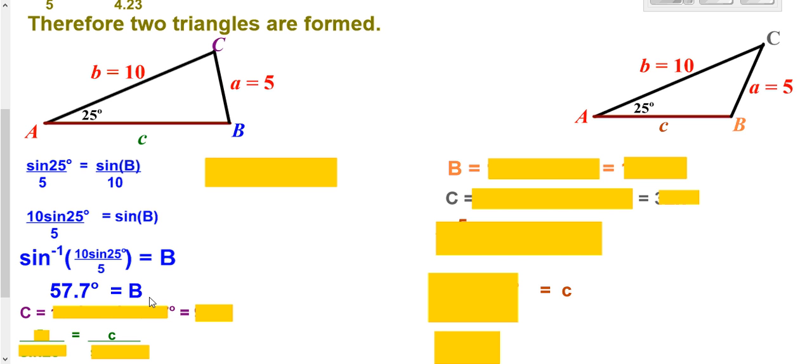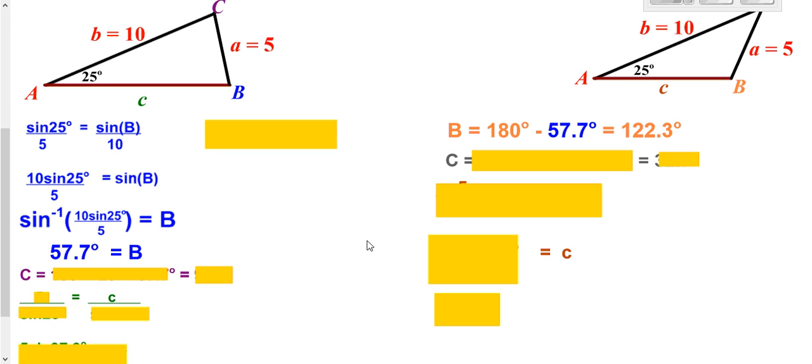Remember, supplementary means to add up to 180, so we'll go 180 minus that angle of 57.7, and we subtract and we get our new angle B. And here, looking at our diagram, it looks like it's an obtuse angle, larger than 90, and it makes sense as we look at this. So to find your second triangle, the first angle that you find in your first triangle is supplementary to that angle in the second triangle. Then you work out everything else from there.